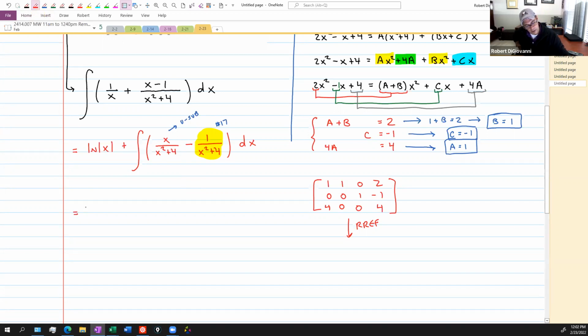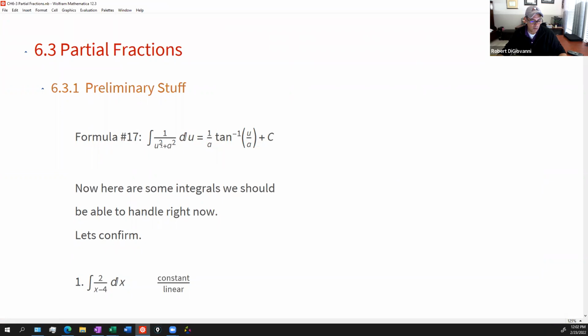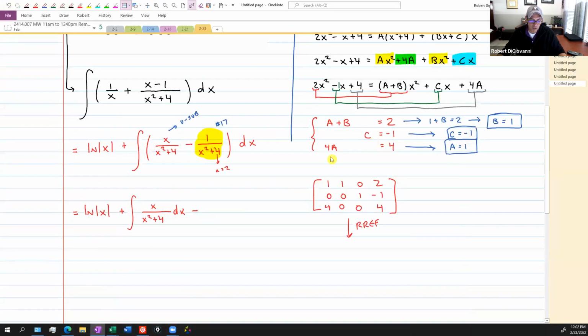Let me keep going. Natural log absolute value of x plus, okay, let's do this. I'm going to leave this integral alone. I'm not going to do it yet. But on this one, minus, I'm going to go straight to formula 17. I'm going to do the antiderivative. Here for us, a is 2. And formula 17 is when you have 1 over u squared plus a squared is 1 over a arctan of u over a. For us, u is x. So this will be 1/2 inverse tangent of x/2. I'll have a plus c.